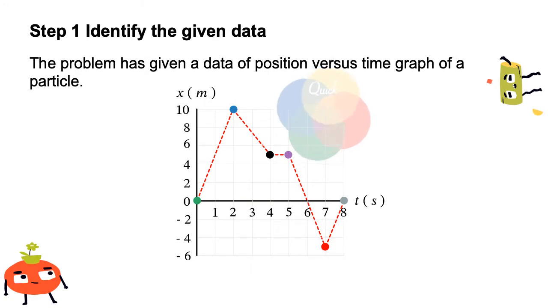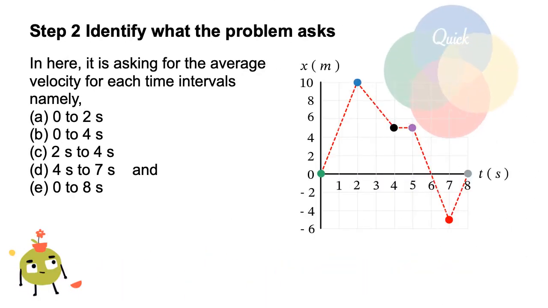Step 1. Identify the given data. In here, the problem has given a data of position versus time graph of a particle. Step 2. Identify what the problem asks. In here, it is asking for the average velocity for each time interval, namely 0 to 2 seconds, 0 to 4 seconds, 2 to 4 seconds, 4 to 7 seconds, and 0 to 8 seconds.